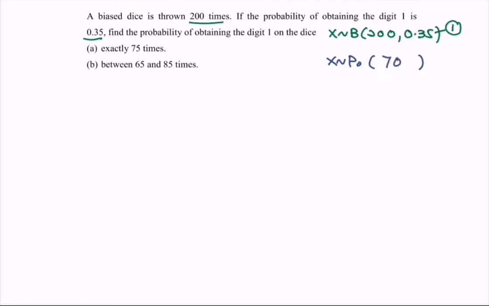So do remember the conditions. Number 1, n must be greater than 50. Number 2, p must be less than 0.1. So in here, p is greater than 0.1, which means that the Poisson distribution is not suitable.